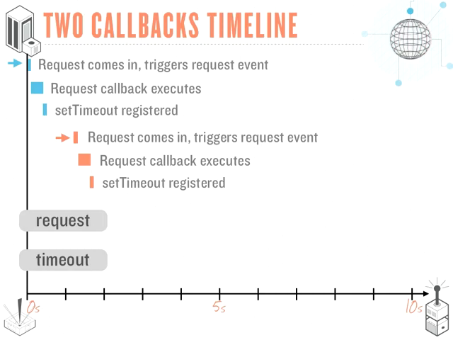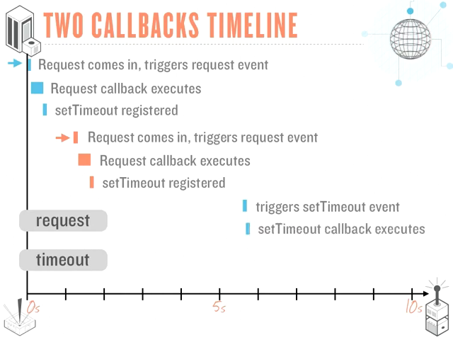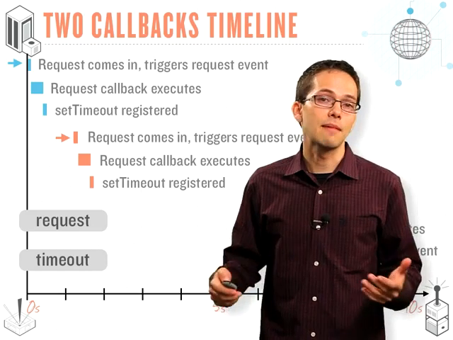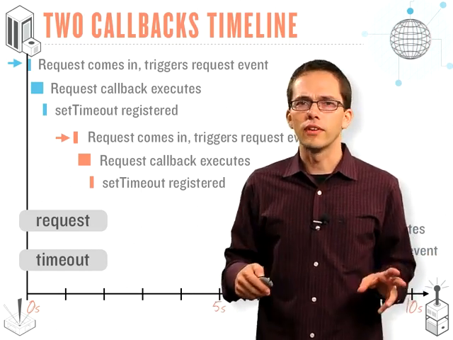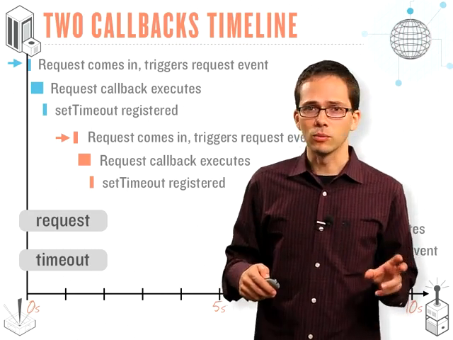Then when our first timeout is done, it's going to trigger that set timeout event, which will trigger the set timeout callback, and it returns that response. Then our second request is going to trigger the event and do the callback, and so on and so forth. So as you can see, 2 requests can happen at the same time, and nothing is blocking. What would this look like, though, if that set timeout was blocking?